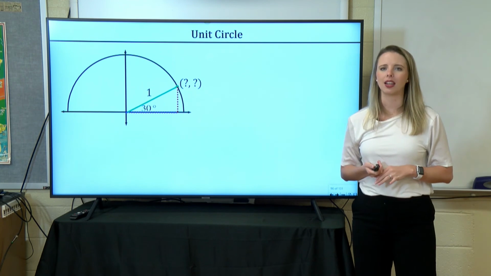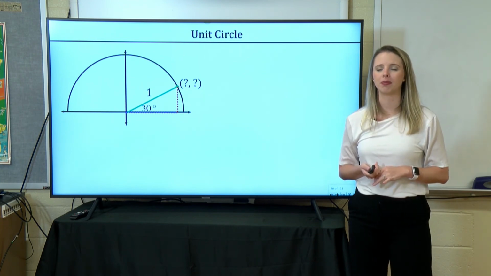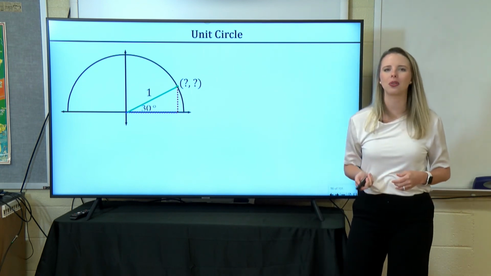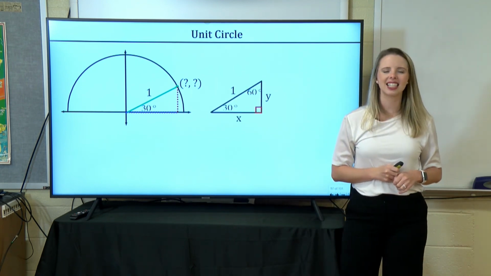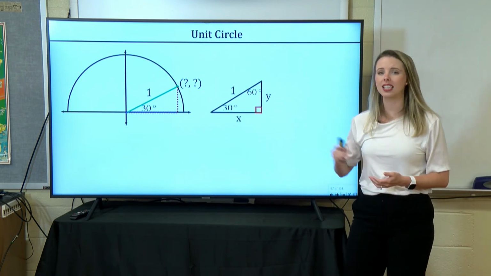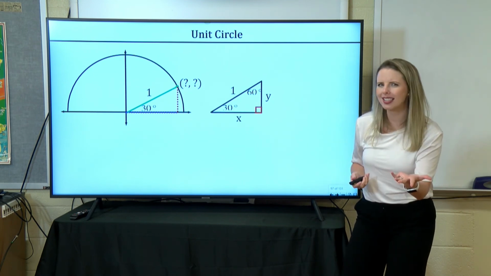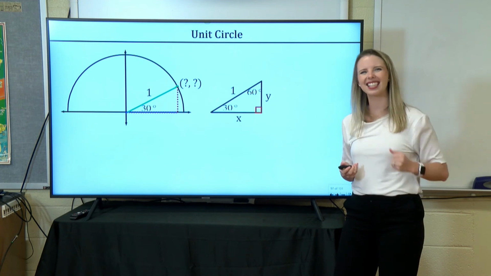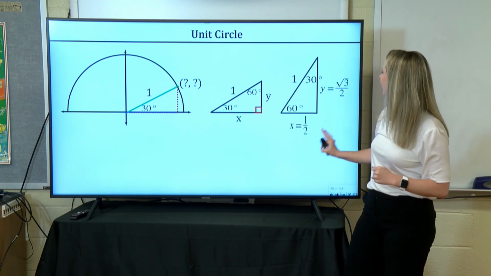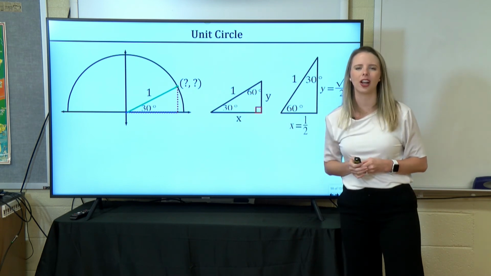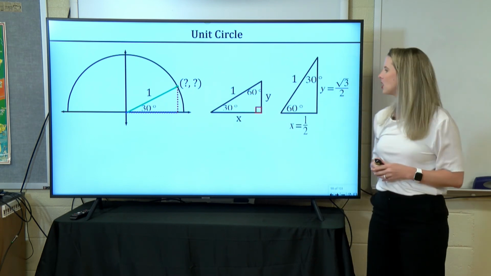What about this 30-degree angle? If I know that this is 30 and I know this is 90, what do I know about my top angle? It's 60, so I have x and y. This is a 30, 60, 90 triangle. But didn't I just work with a 30, 60, 90 triangle? Yes, I did. So let's bring it back out and let's see if we can use this triangle to determine the lengths of this triangle. And we're going to be able to.